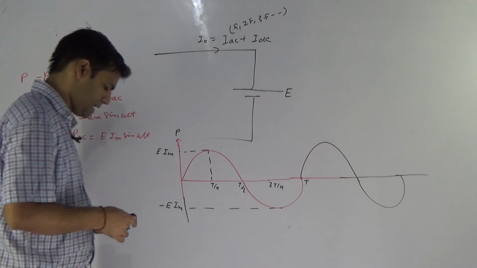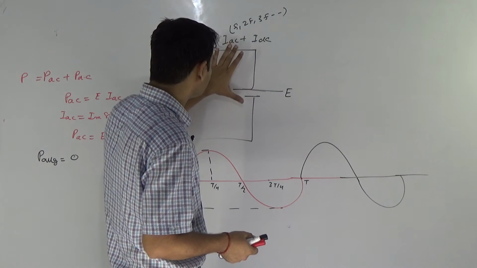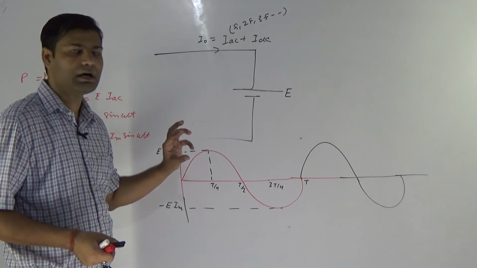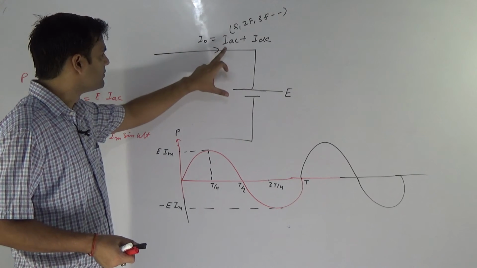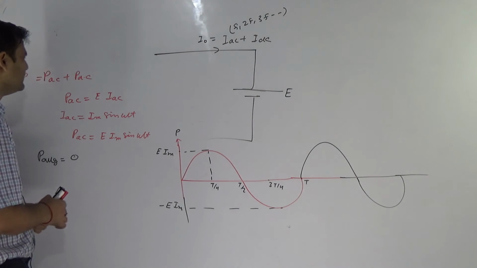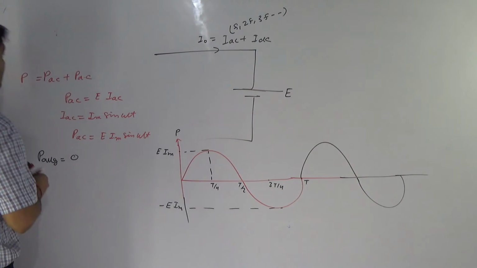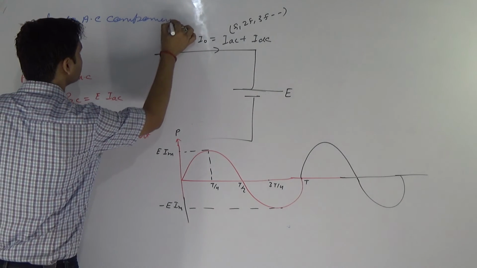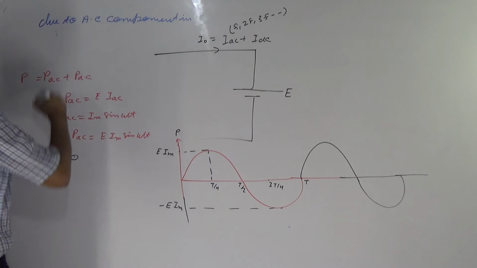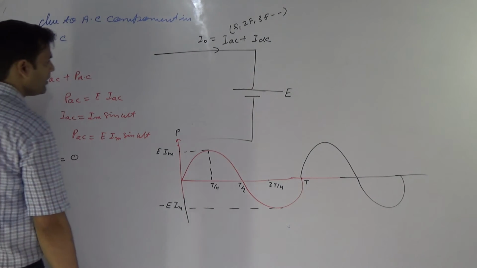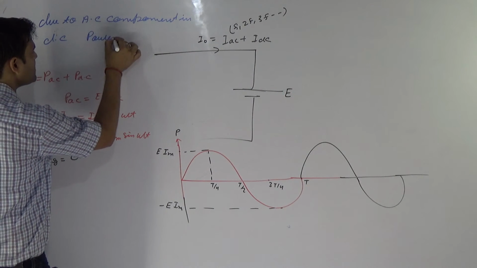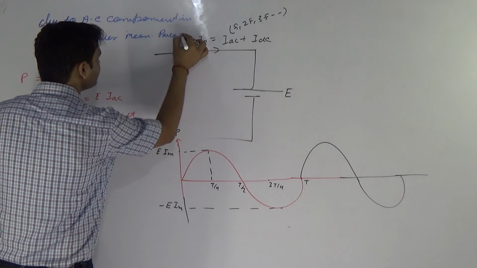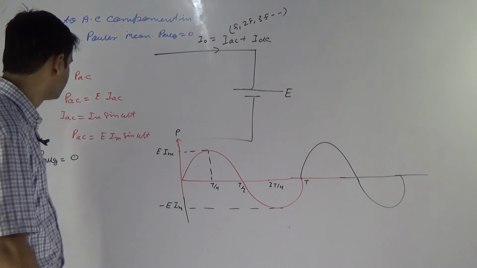It means the AC current component across the battery gives stored or average power across the battery of 0 due to the AC component. So P average is 0. P average is 0.